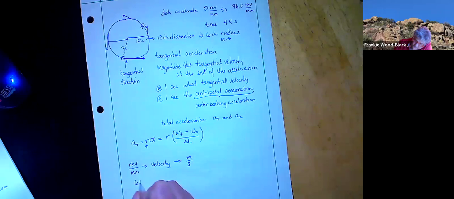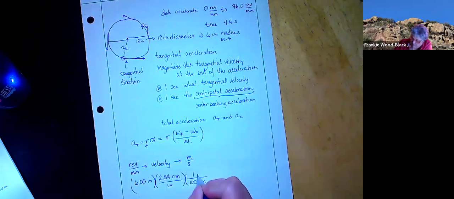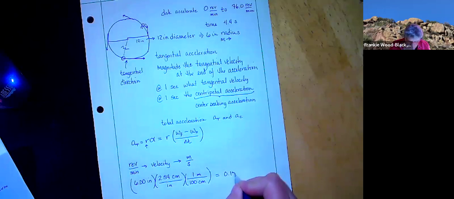So 6 inches. And this is how I would do it, because it's how I remember things. There's 2.54 centimeters per 1 inch, and there are 100 centimeters in 1 meter. So I can do that conversion, and I'm going to get 0.1524 meters.